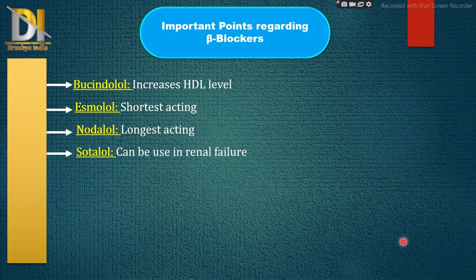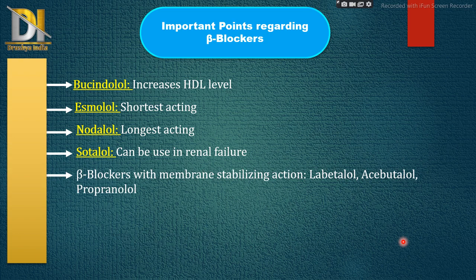Then sotalol. Even though patient is suffering from kidney disease or his or her kidneys fail, this drug can be used safely in renal failure also. Then next is beta blockers with membrane stabilizing action. It includes labetalol, acebutolol, and propranolol.